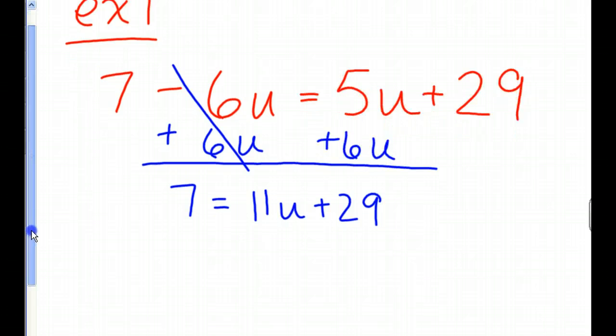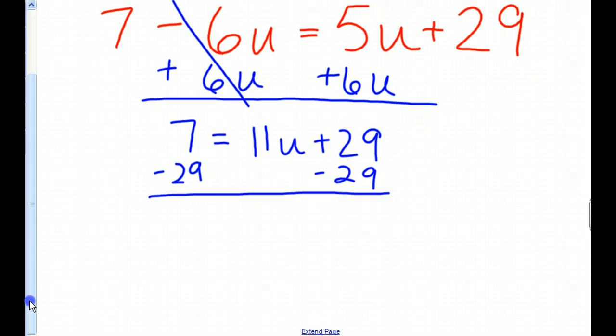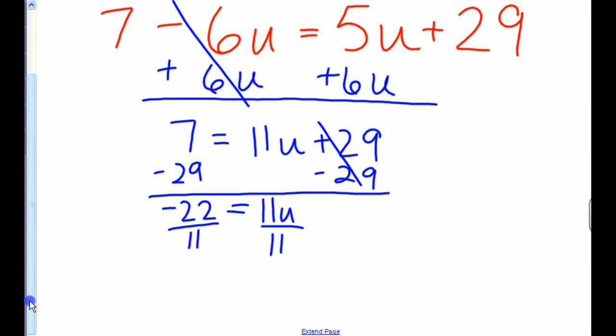Well, now I have a two-step equation, don't I? We've seen a ton of these where I minus 29 from both sides. I get 11u over here equals 7 minus 29, which is going to give me a negative 22. Now I divide both sides by 11 because, of course, I want to get that variable all alone. I get negative 2 equals u, or u equals negative 2.